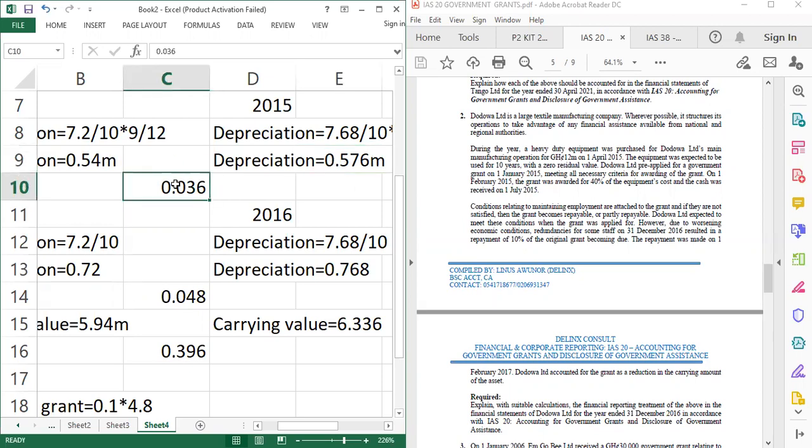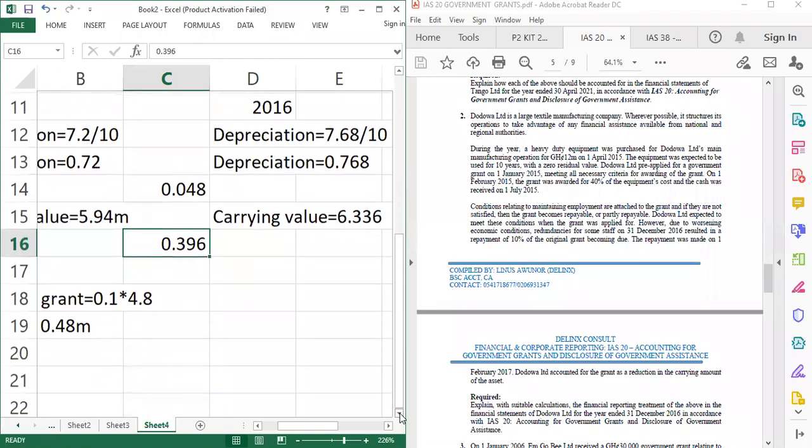We need to go and add the difference because we are undercharging. If we count to 2016, we are undercharging. So the total undercharged depreciation would have been 0.036 plus this. If we haven't taken the 10% of the grants at all, our carrying value at the end of 2016 should have been 6.336. But we assumed that the 10% was taken together with the grants and we are having 5.94. What do we do? We now go and add the 0.396 to the 5.94 to have the actual carrying value.